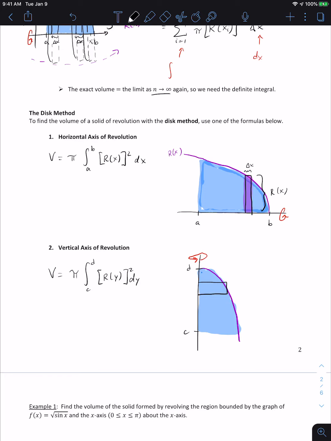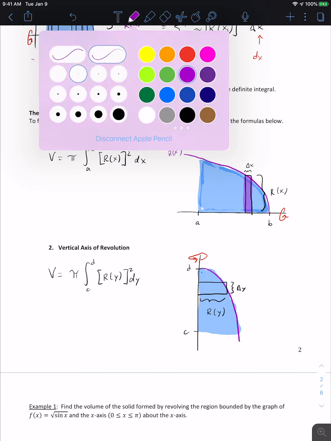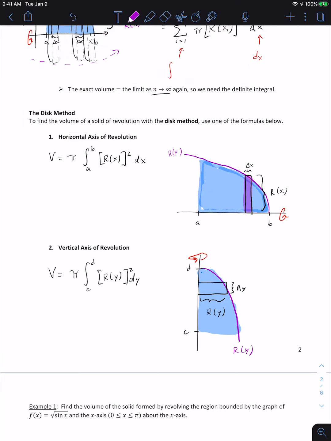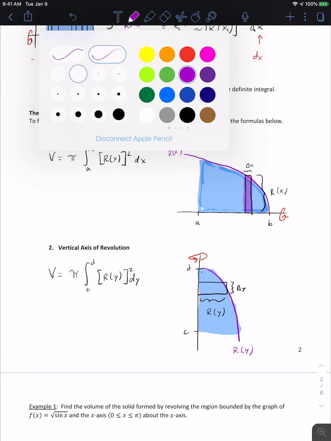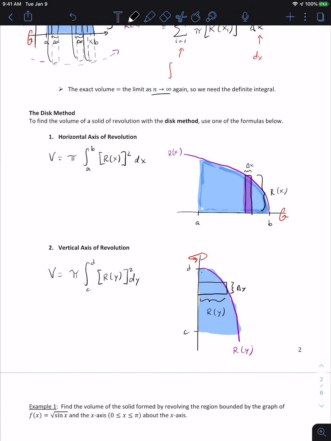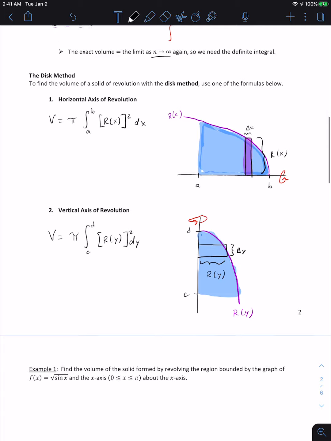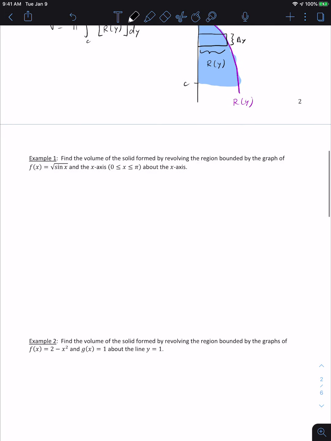And again, this rectangle is going to be revolved around the axis to give us our disk. Now the width is going to be delta y because it's a change in y. And then again, our height of that rectangle is going to be r of y, because this function is a function of y. So it's the exact same formula, it's just in terms of y. Okay, great. So now let's practice.